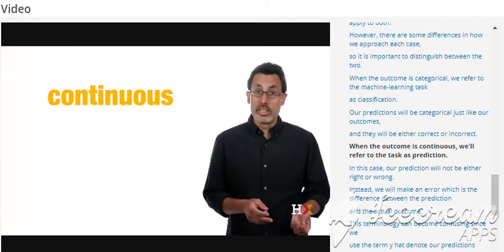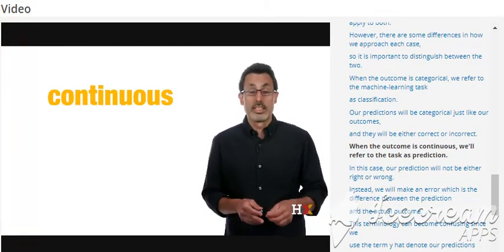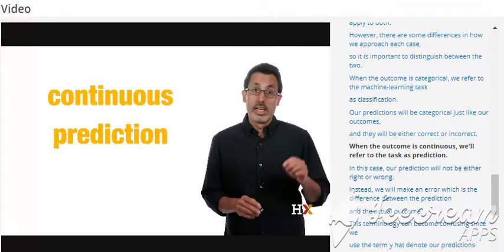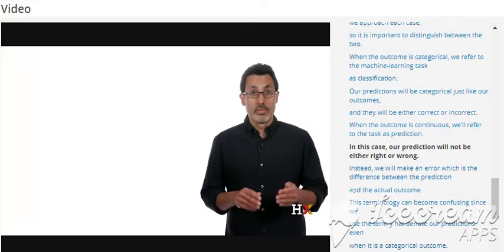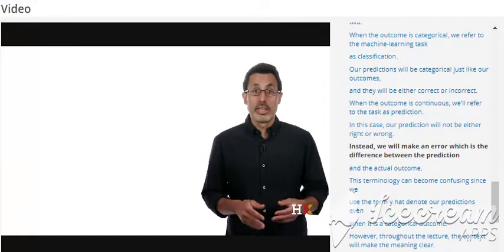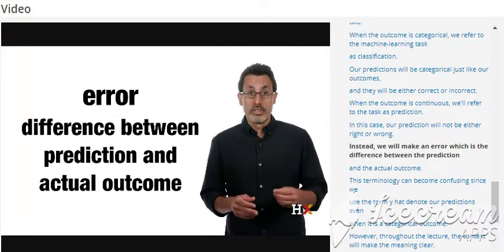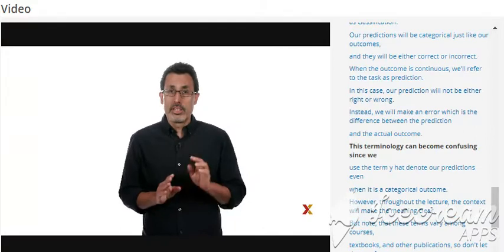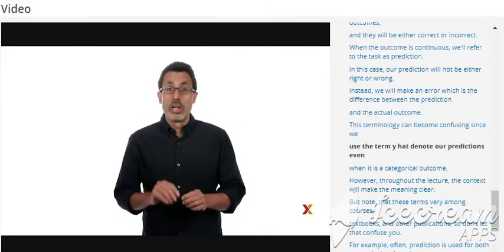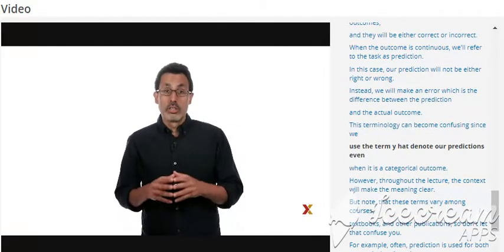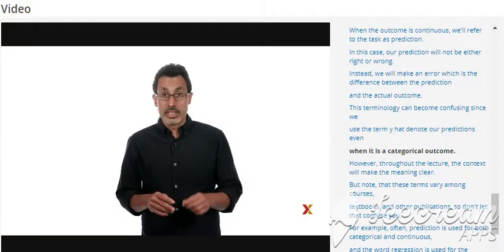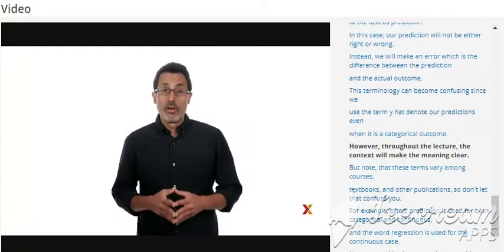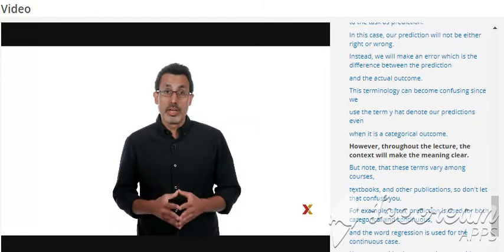When the outcome is continuous, we will refer to the task as prediction. In this case, our prediction will not be either right or wrong. Instead, we will make an error, which is the difference between the prediction and the actual outcome. This terminology can become confusing since we use the term y hat to denote our predictions even when it is a categorical outcome. However, throughout the lecture, the context will make the meaning clear.